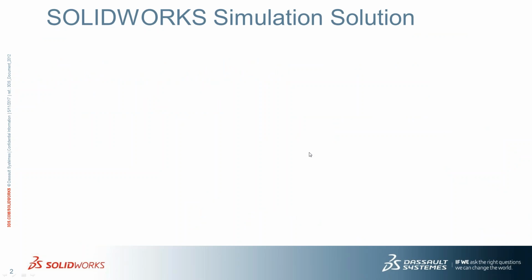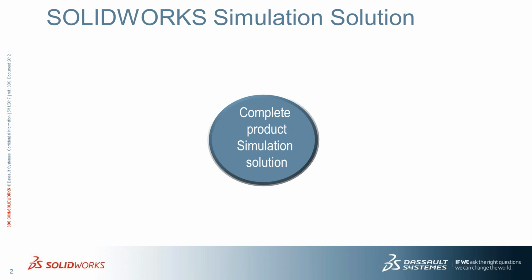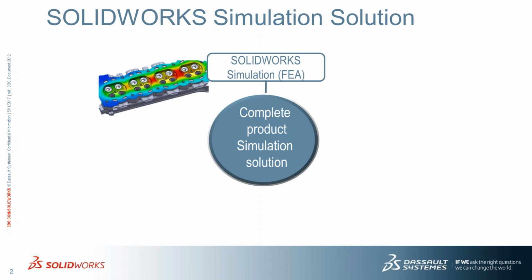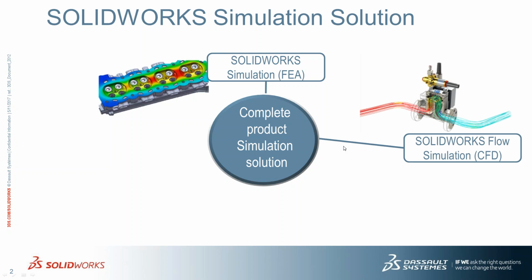Before we go into this specific feature, let's have a look at the SOLIDWORKS Simulation solution. We have a complete product simulation solution. The first category is SOLIDWORKS Simulation FEA, Finite Element Analysis, and in this category we are able to do structural analysis either on a single part, an assembly, or big structures. We apply loads and look at the stress, strain and displacement results to accept or reject the design. In the second category we can do flow simulation.